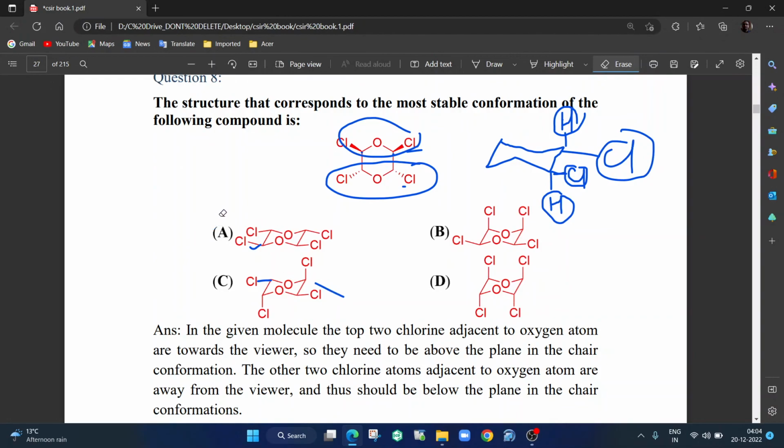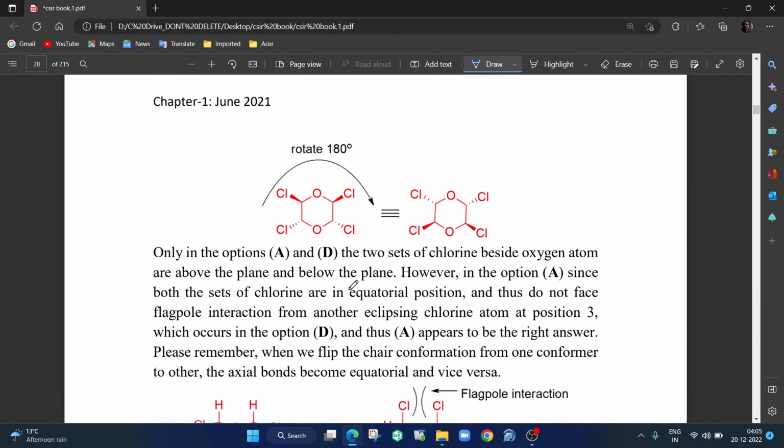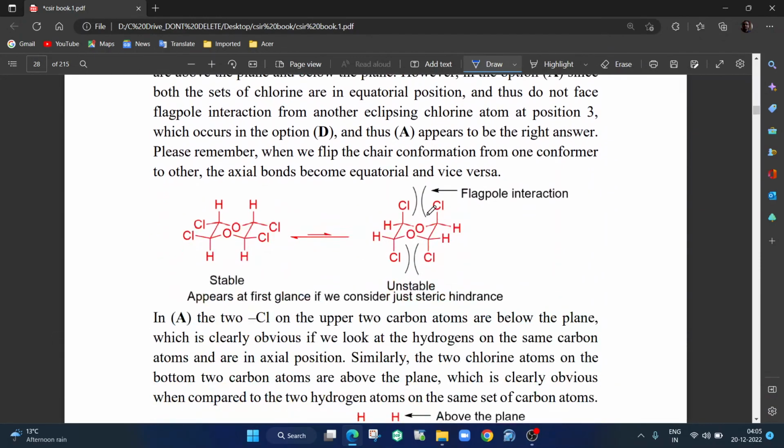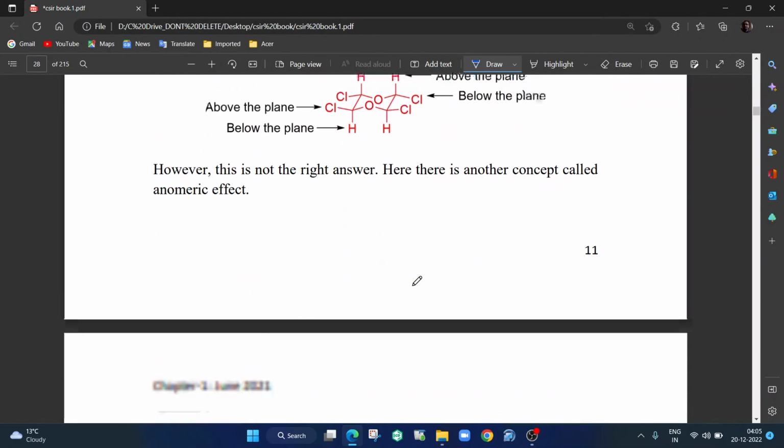So, if we think from a stereochemistry point of view, we know that substituents are not favored in axial position. In equatorial position they are favored because in axial they face what is called flagpole interaction, 1,3-diaxial interaction. This is what we think that it might be facing problem. So, equatorial will be better, but that is not the right thing when electronegative atoms are attached. There is something called the anomeric effect.